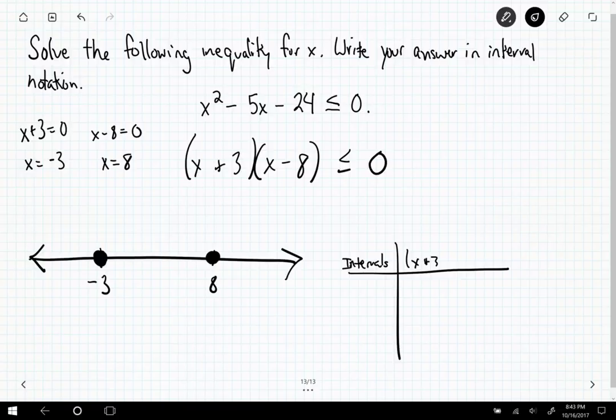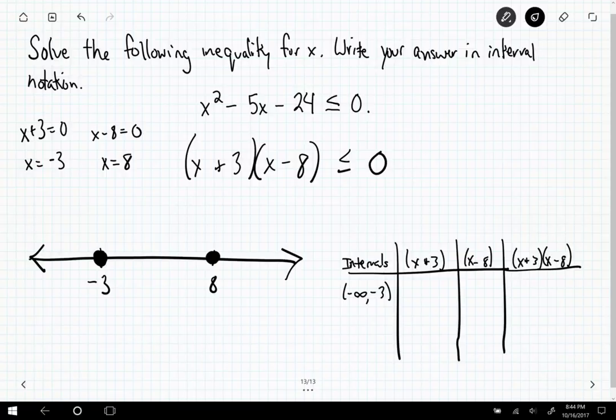x plus 3, x minus 8, and then the multiplication of the two. So you might be asking, what are our intervals? Well, our intervals are broken up by how we made our number line. So notice we have an interval from negative infinity to negative 3. So that's our first interval that we're going to check.